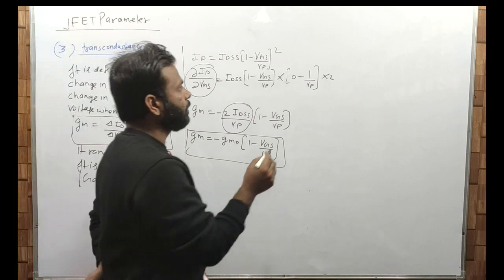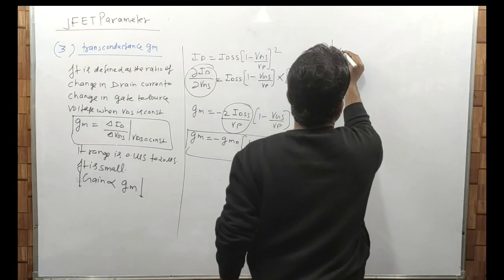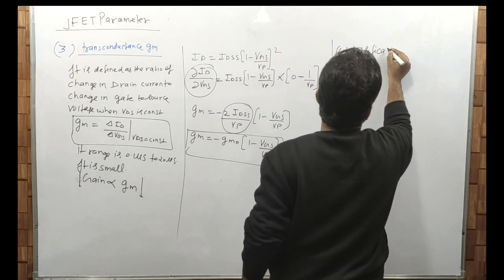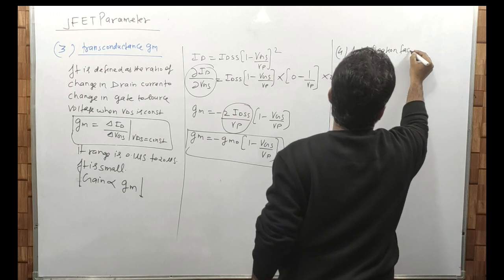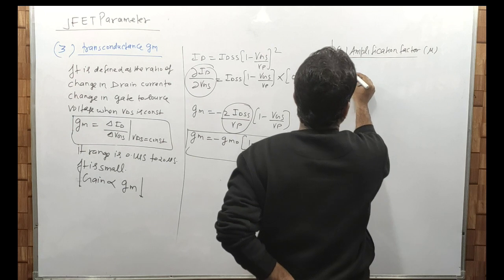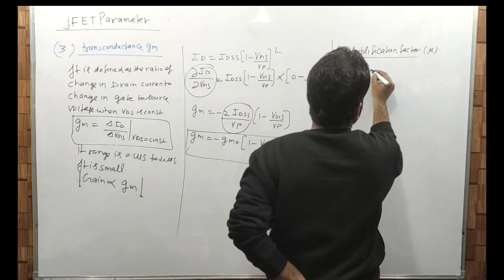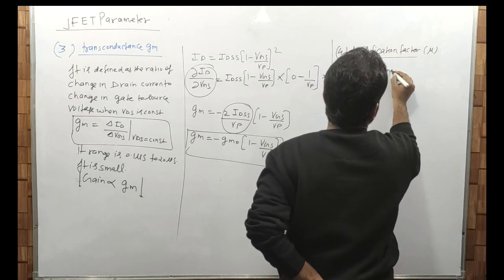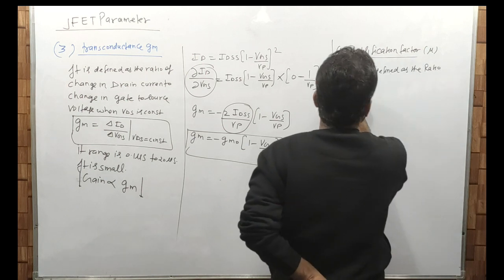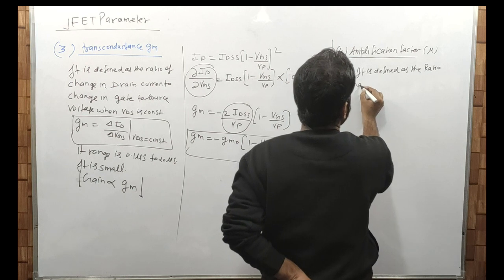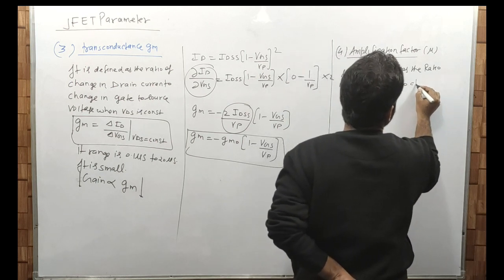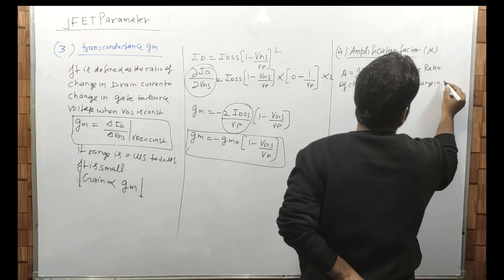Now next thing is what? The fourth point समझते हैं। Fourth point क्या है इसका? Amplification factor. It is represented by mu. So mu is defined as the ratio of change in VDS to change in VGS.